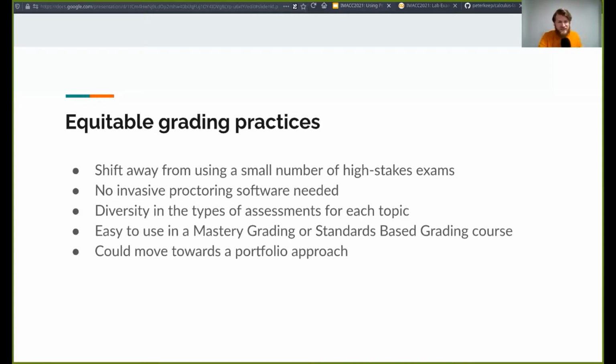There's a lot of diversity in the types of assessments that I have now in my class, or at least maybe more diversity in the types of assessments that I have, in the ways that I can ask students to think about topics in the course.